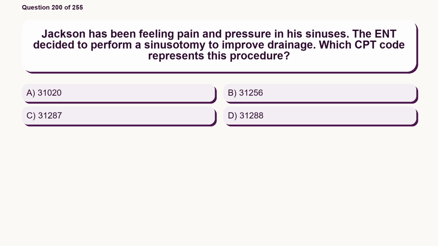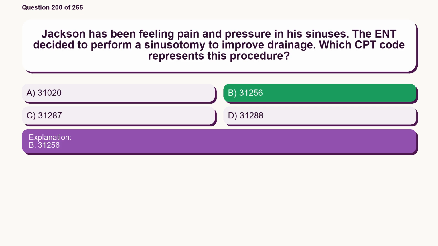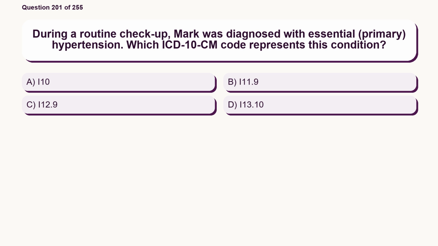Question 200. Jackson has been feeling pain and pressure in his sinuses. The ENT decided to perform a sinusotomy to improve drainage. Which CPT code represents this procedure? Option A, 31,020. Option B, 31,256. Option C, 31,287. Option D, 31,288. The correct answer is option B, 31,256. B, 31,256.